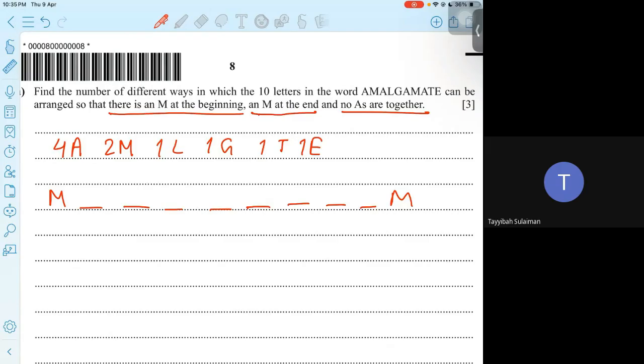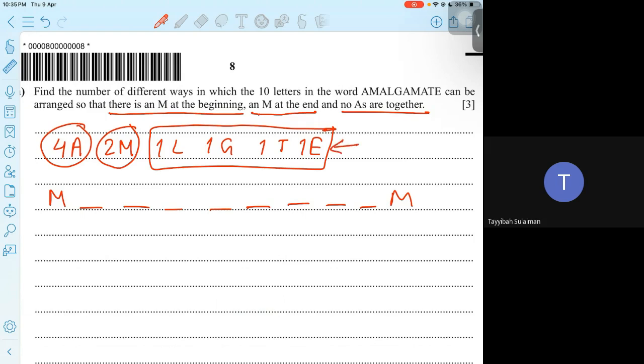So since there have been 3 criteria set here, one are the M's, one are the 4 A's, and the other is this group of 4 different letters here, right? So we could just sort this together to be 4 factorial. Any issues with this?